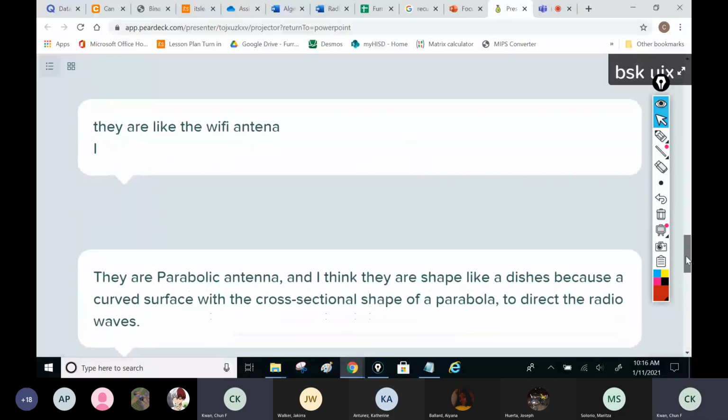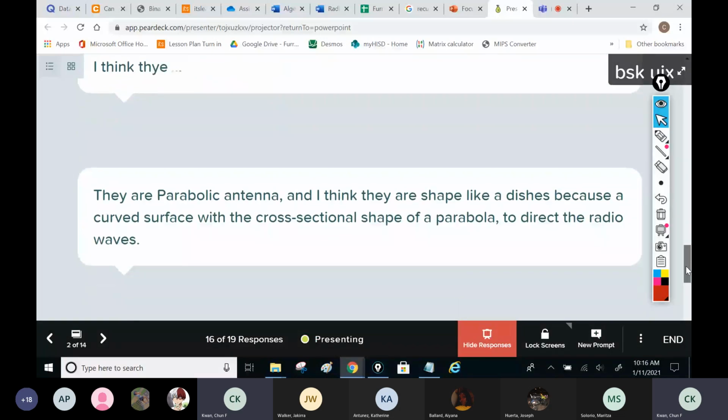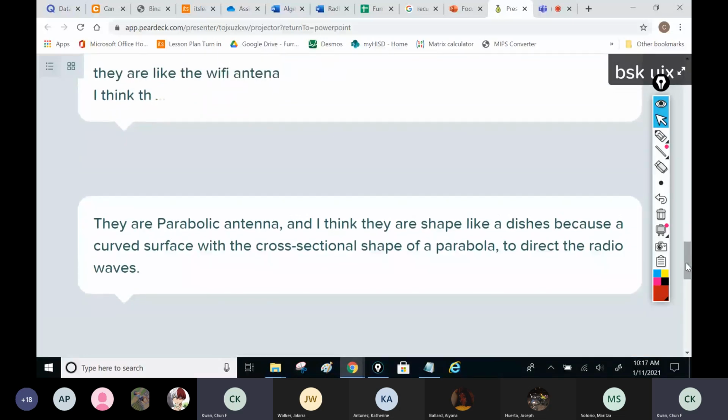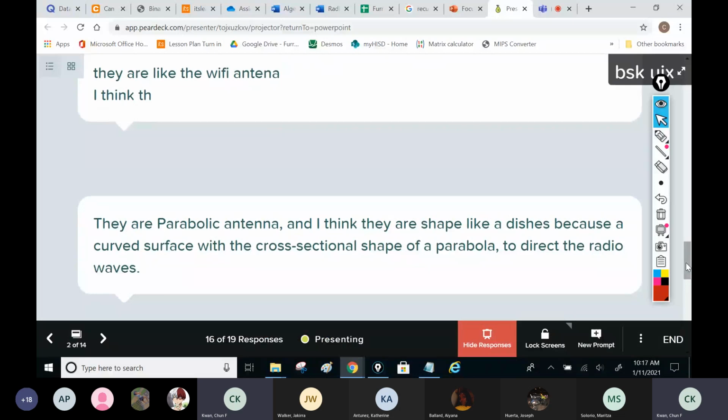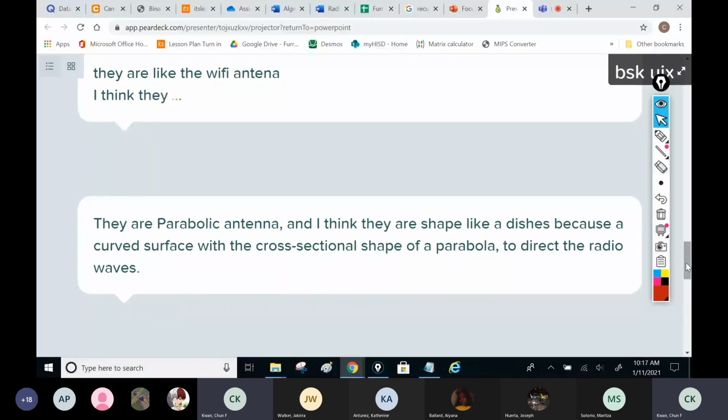Wi-Fi antenna. The parabolic antenna. I think they are shaped like dishes because a curved surface with a cross-sectional shape of a parabola directs radio waves. Wow, that's a really good one. Who wrote that one? Okay, good. Okay, I see.